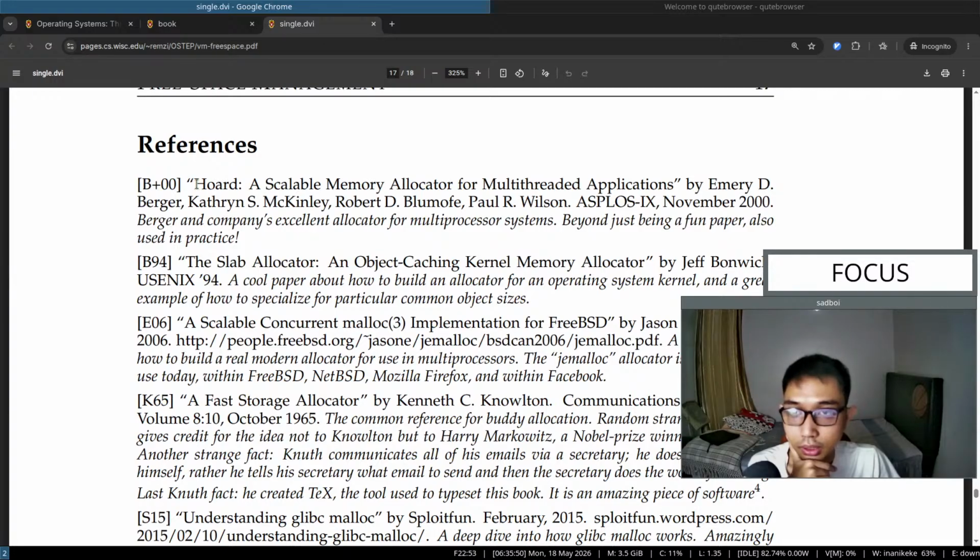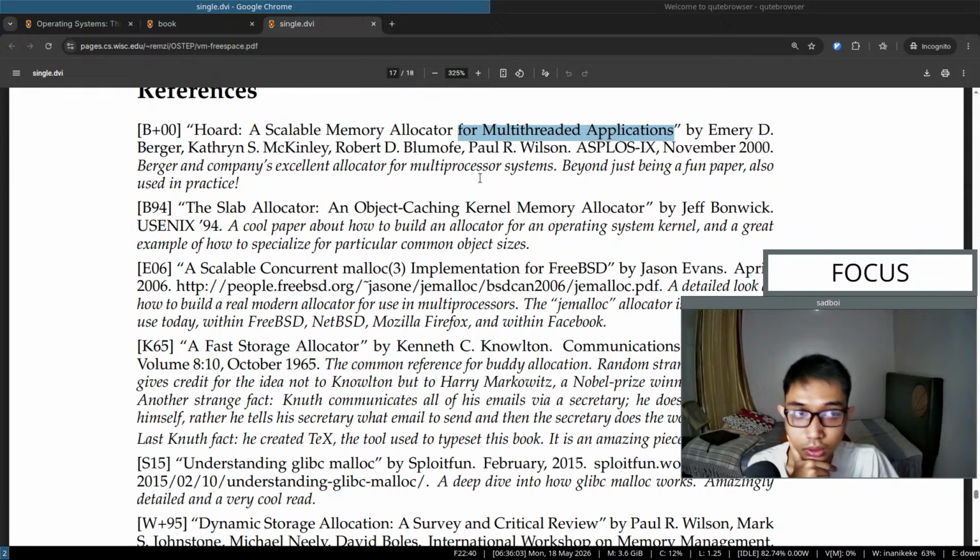This is the reference. Hoard: A Scalable Memory Allocator for Multithreaded Applications. Berger and company's excellent allocator for multiprocessor systems. Beyond just being a fun paper, it is also used in practice.